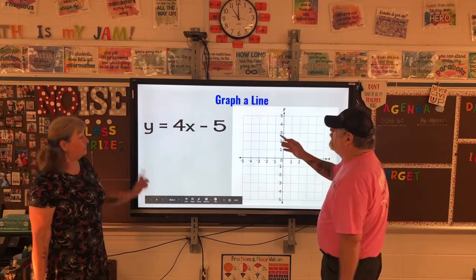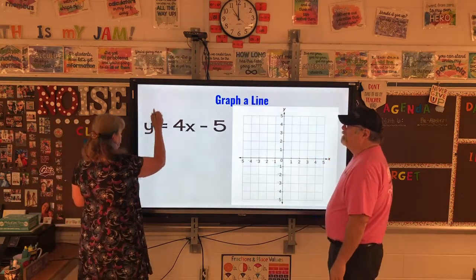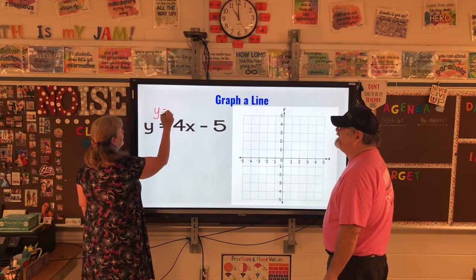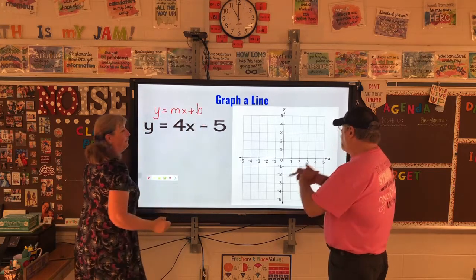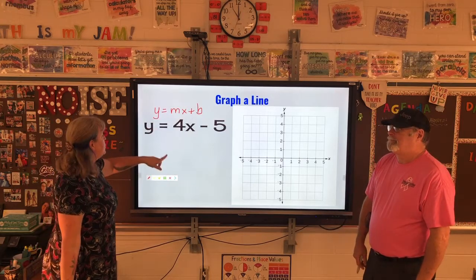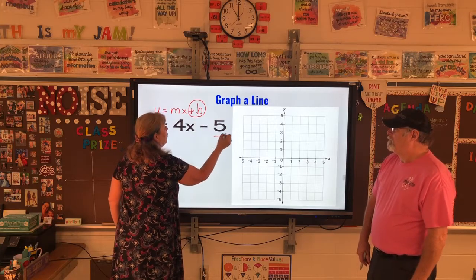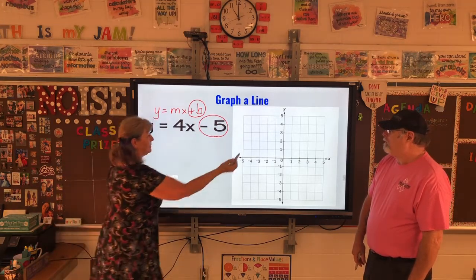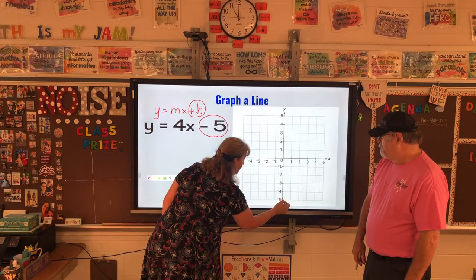Okay, so here we go. We have the y-intercept form. Okay, I'm going to write it. y equals mx plus b. So I like to start with the y-intercept. And I know the y-intercept is where it crosses the y-axis. So it's at -5. So I'm going to come down here and put a nice dot.